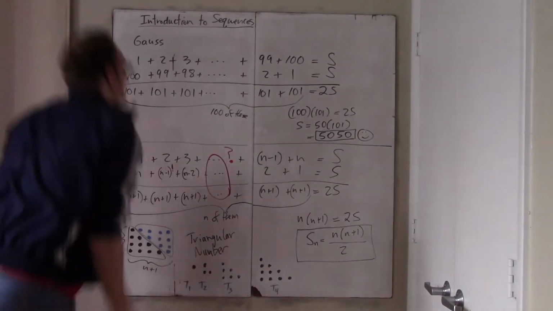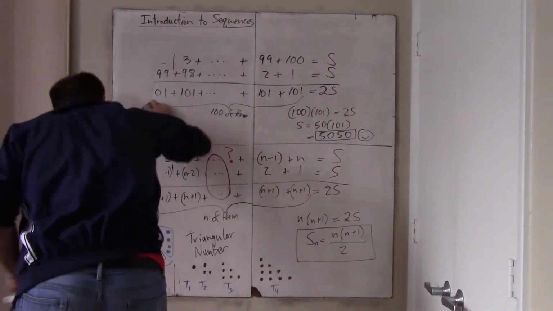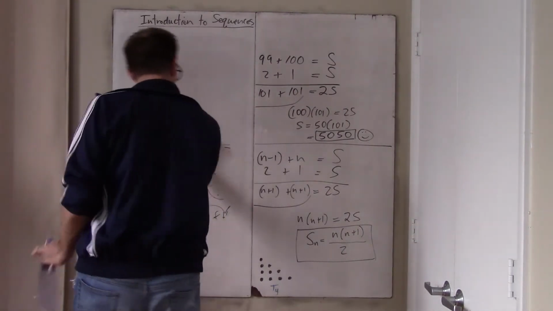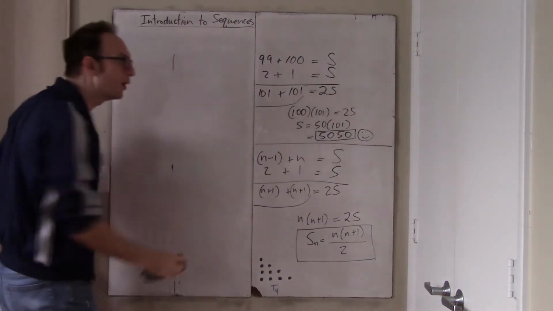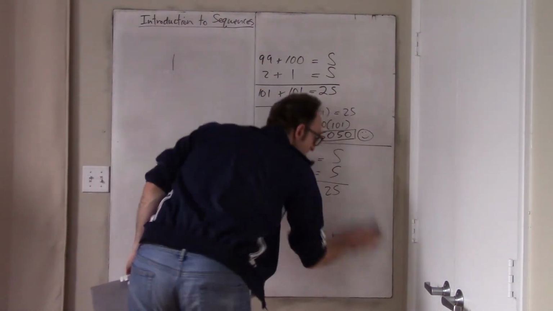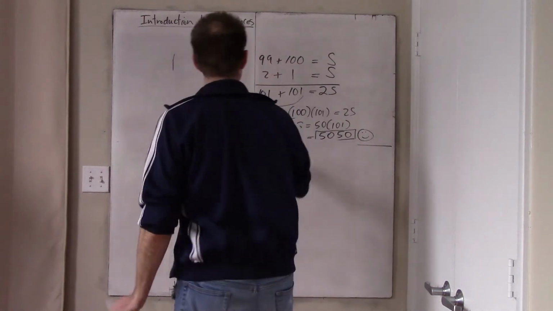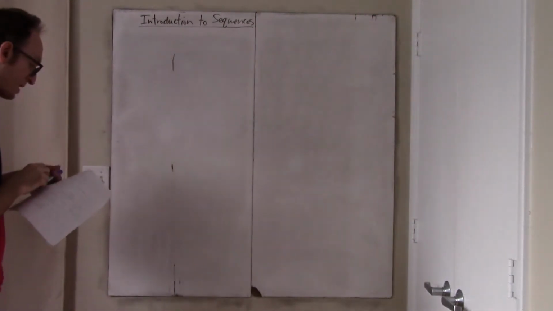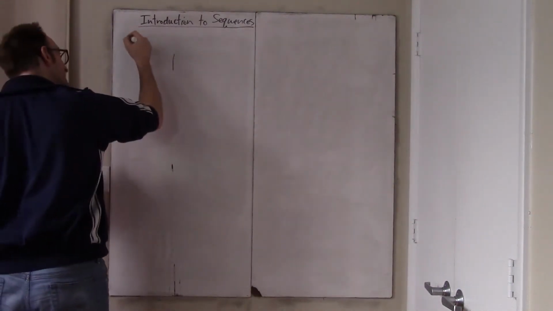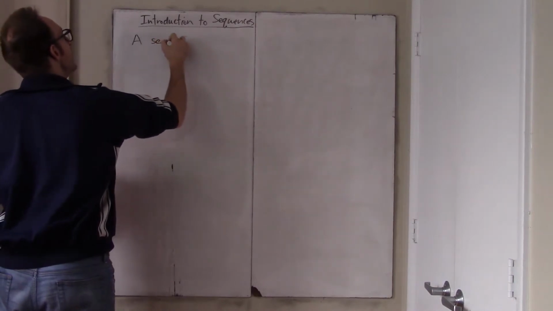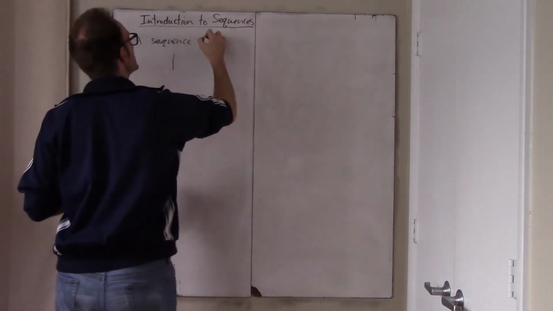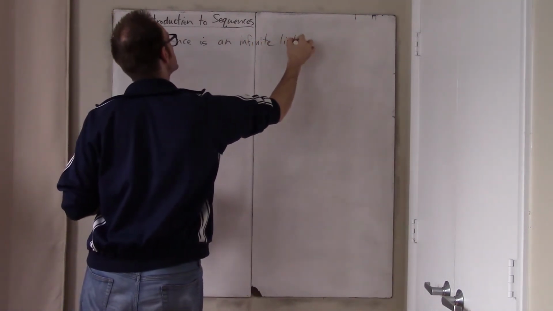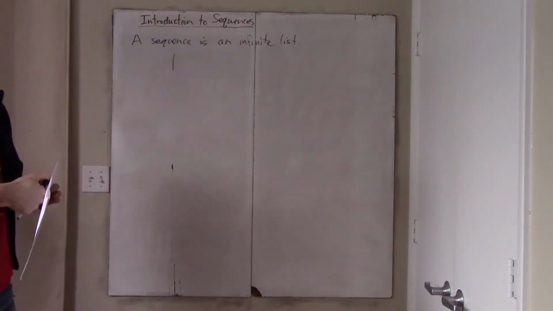Let me pause for a second and erase all of this. I wrote on the top of the board, Introduction to Sequences, so I'll just keep going. What is a sequence, is a good question. It's kind of like a list, right? I'll give a weak definition right now: a sequence is an infinite list. Okay, that's kind of vague.